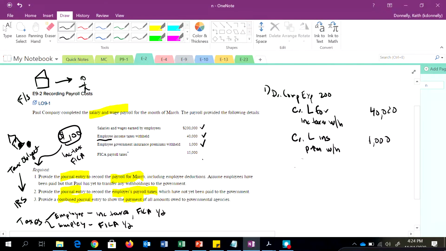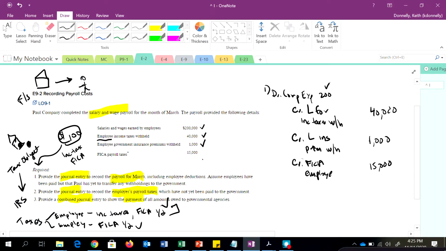Finally, looks like we have a credit here for FICA, the employee share. So the employee pays half and we pay half. Here we're dealing with the employee half. This is going to be 15,000.